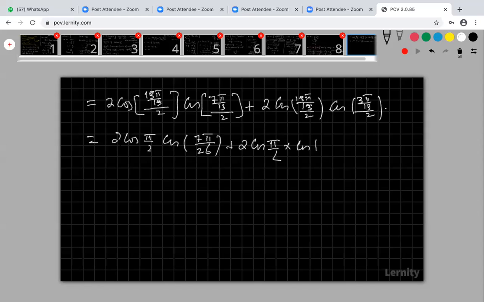0 into anything is 0. Cos 90 is 0. Cos 0 is 1. Cos 90 is 0. This is also cos 90. 0 into anything is 0. Therefore, the answer is 0. This is my RHS. Please note this.